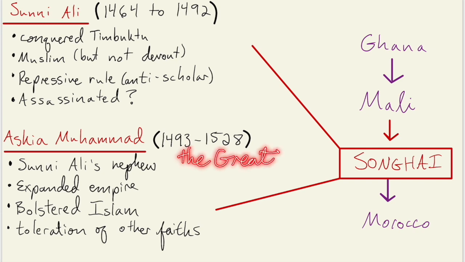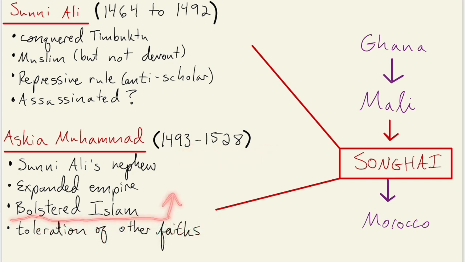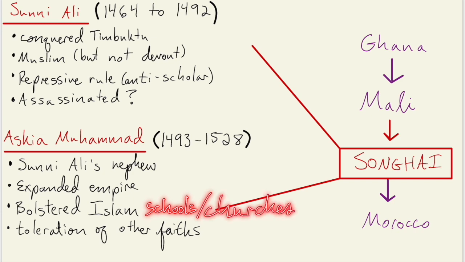So Askia the Great was the nephew of Ali, and he expanded the empire, making it larger. But he was also a devout Muslim, so he bolstered Islam. He built schools and churches, much like Mansa Musa did, in order to expand Islam in his empire. Also, he was tolerant of other faiths. So the opposite, essentially, of what Sunni Ali was doing.